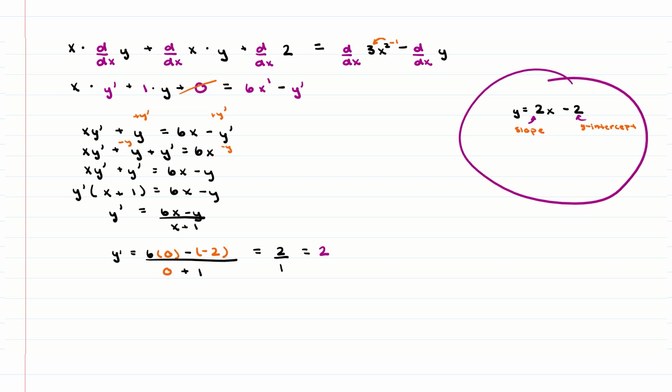And this here is the equation of our tangent line, y equals 2x minus 2. And there you have it. Using implicit differentiation, we found our tangent line.